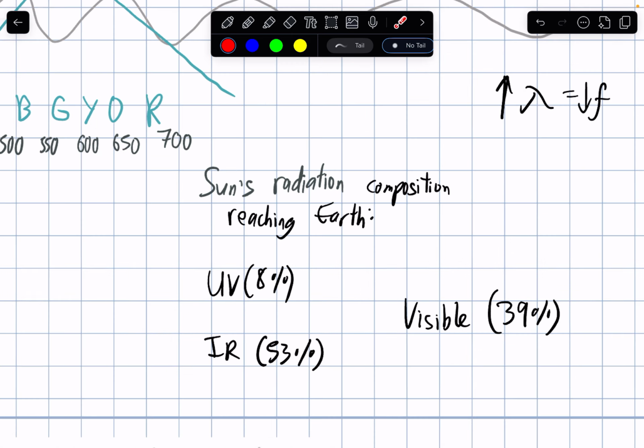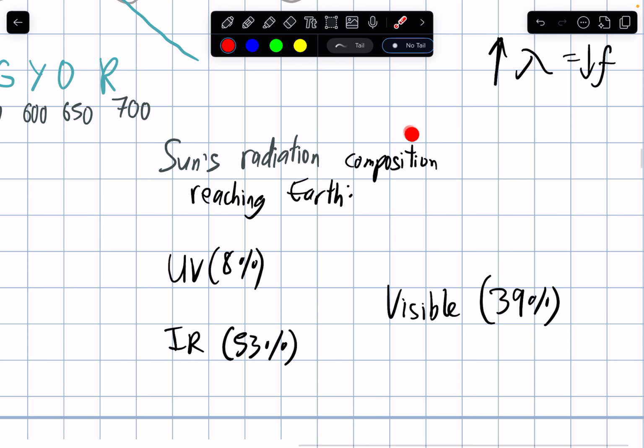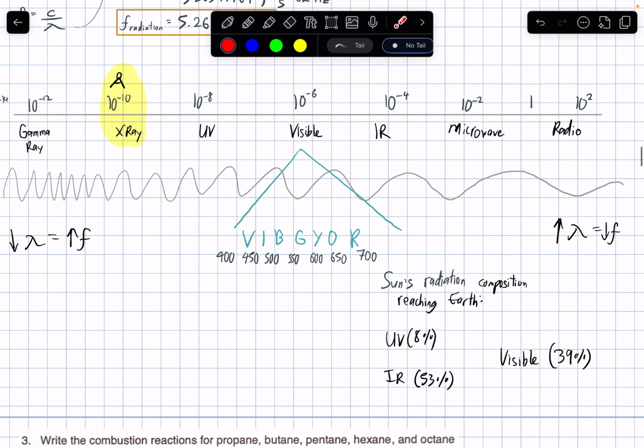Okay, what is the sun's radiation composition that reaches Earth? Ultraviolet, that's 8%. Infrared, that's the most, with 53%. Visible light, that's 39%. Helps to know that.